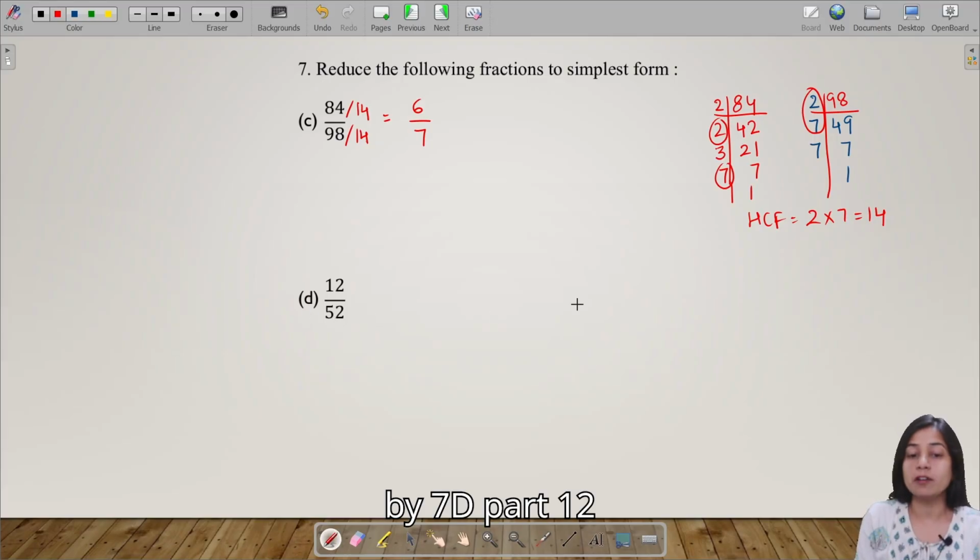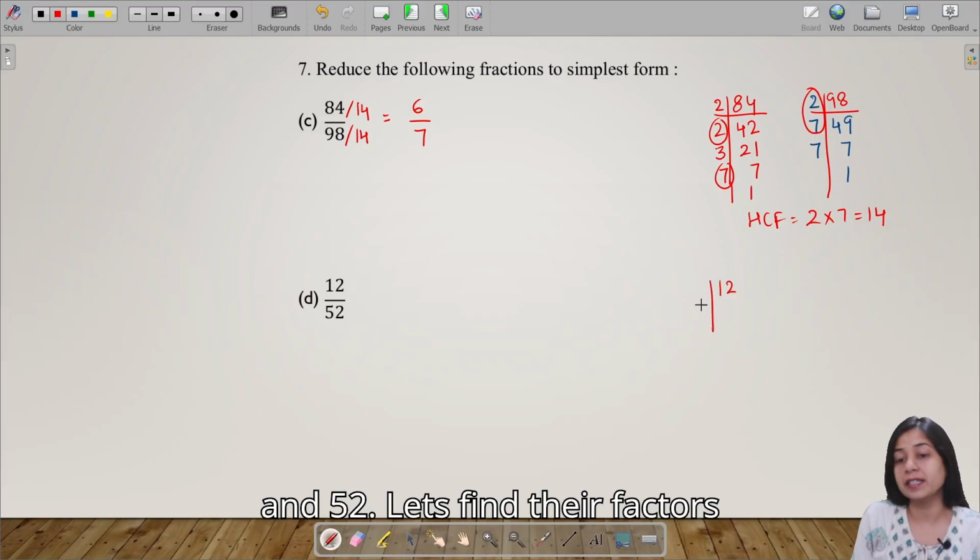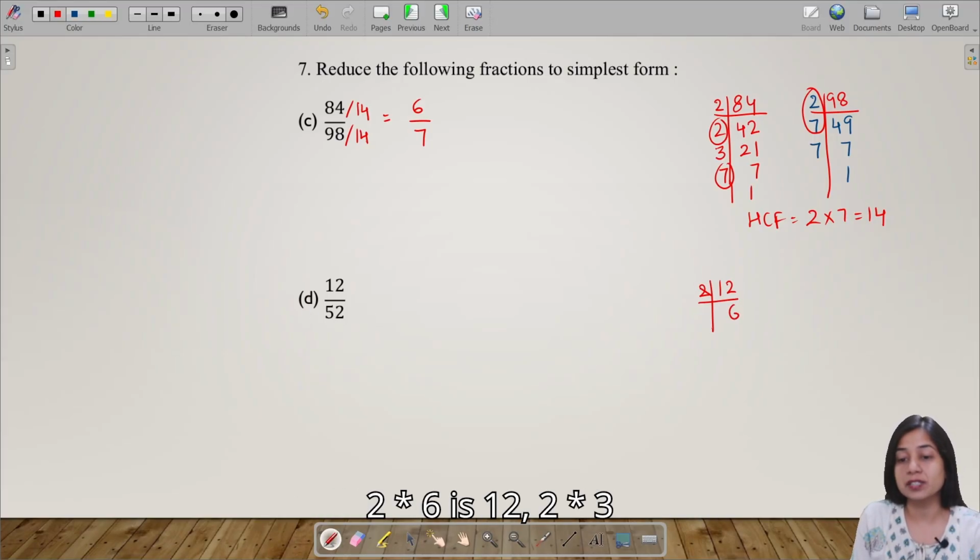D part, 12 and 52. Let's find their factors. 2 times 6 is 12. 2 times 3 is 6. 3 times 1 is 3.